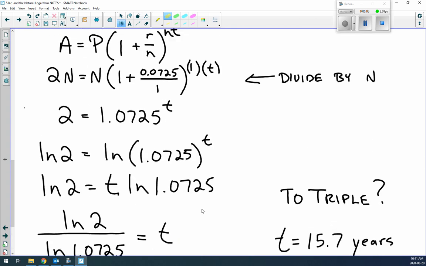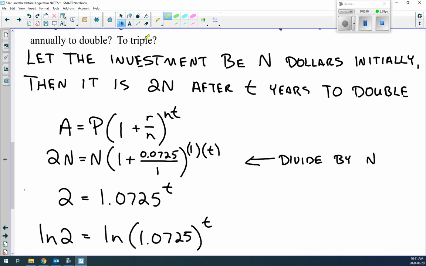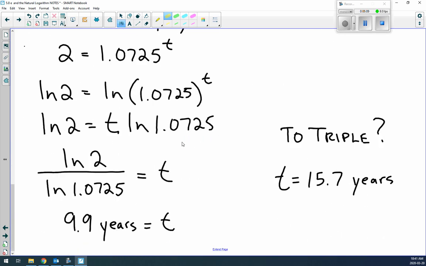Now the question asks, okay, what would it take to triple? Like right here, triple. Well, you don't have to do all the work again. The only thing that changes is this thing right here. This 2 that's right here will now become a 3 if it's to triple. So then you can do ln of 3 divided by that, 15.7 years. So it works out really easy.